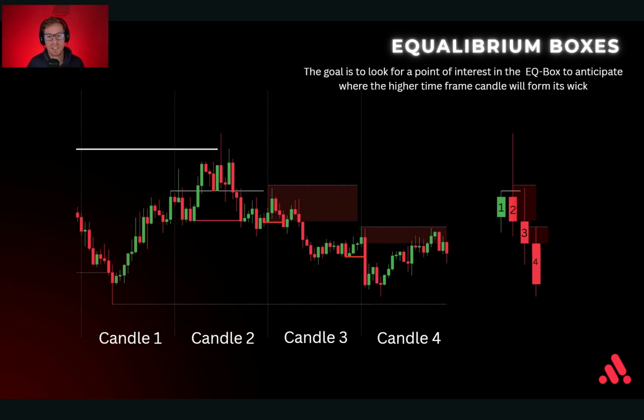Here's another example. The goal is to look for a point of interest in the EQ box to anticipate where the higher time frame candle will form its wick. So you can see over here we've got candle 1, 2, 3, and 4 basically matching these candles on the right. You can see we got a candle 2 closure, failure to displace, candle 2 engulfs candle 1, so we can mark that out. That is a very good trade setup. This is what we look for. This is our key entry setup that we're looking for. And then you can see we've got equilibrium boxes being formed.